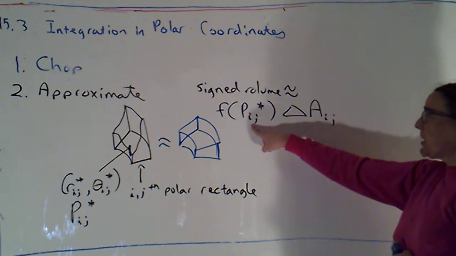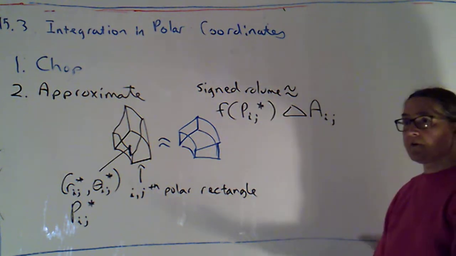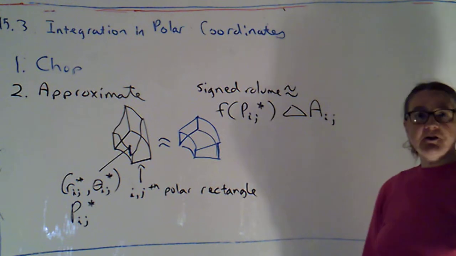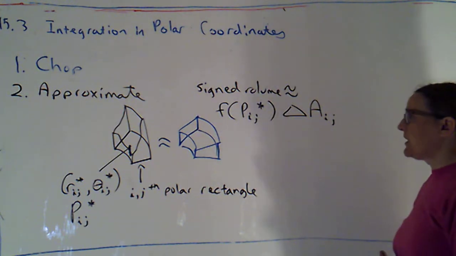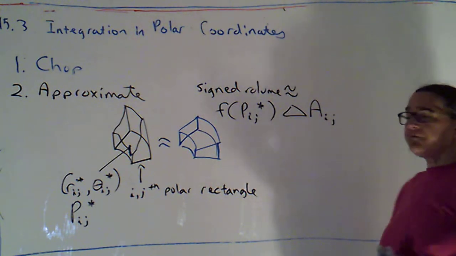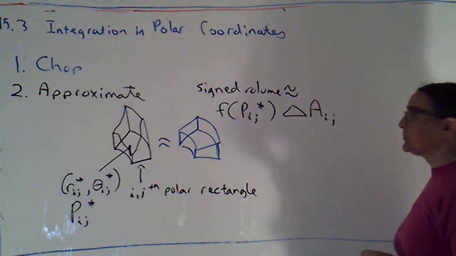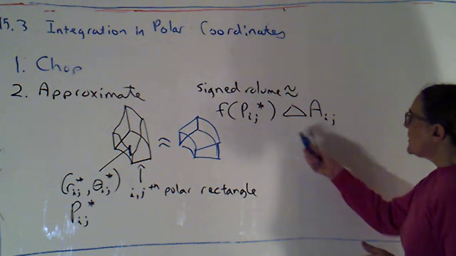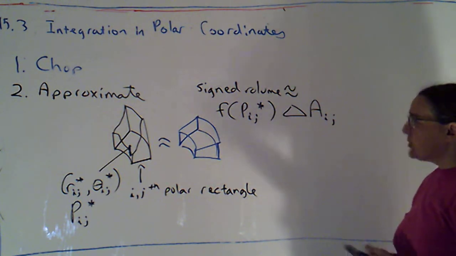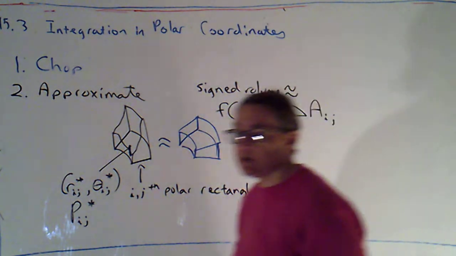Okay. Now this part we're totally used to. You pick a representative point, you plug in the function at that point, you pretend the height is constant there. What's new is figuring out the area of a polar rectangle. Okay. So let's see if we can't figure out what that's going to look like.